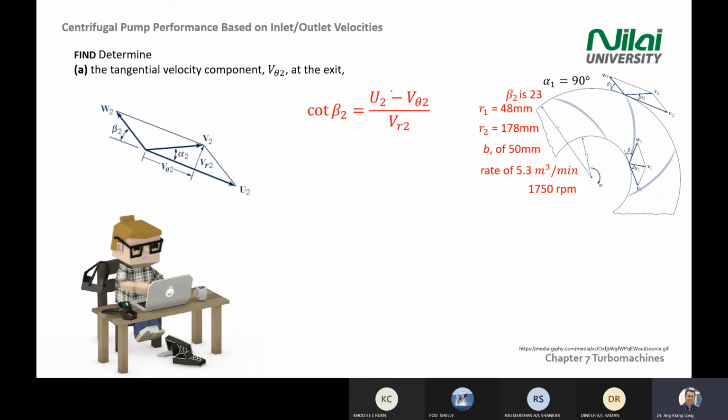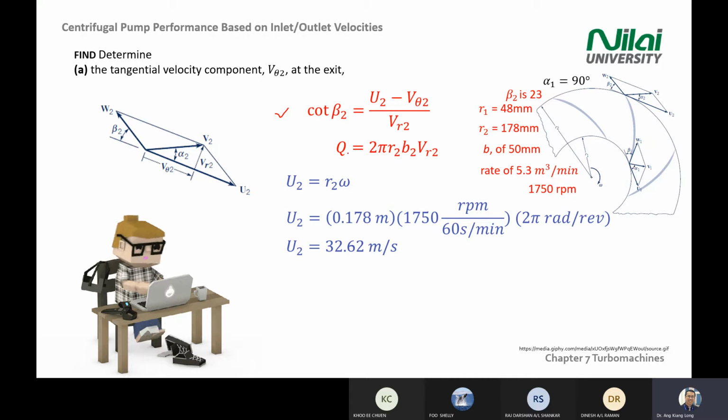Next, you use the trigonometry equation. We already covered that cot beta equals U2 minus V theta 2, the tangential velocity at point 2 or exit, divided by VR2. This was also covered in the previous lecture. You know your Q, and Q equals 2 pi R2 B2 VR2. This equation was also covered in the previous lecture. And recall how to calculate U2. I mentioned this 5 minutes ago: U equals R omega. So for U2, you substitute R2 omega, changing omega from revolutions per minute into radian per second. You get your U2.